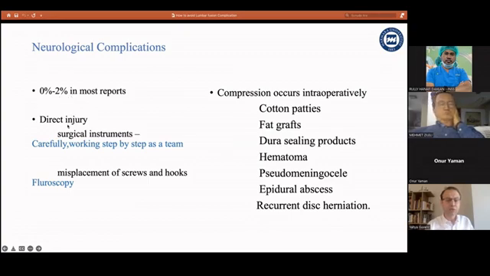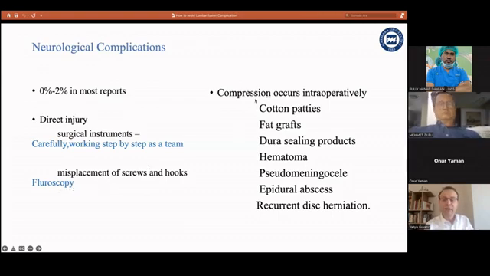Sometimes they occur with direct injury from surgical instruments. To prevent it, we use two hands for the surgical instruments, and we work carefully, step by step, as a team. The nurse helps us, and the assistants help us. Sometimes misplacement of screws and hooks causes neurological deficit. So we use fluoroscopy before the operation and at the end of the operation. If we are unsure about the placement of a screw, we again check with fluoroscopy during the operation.